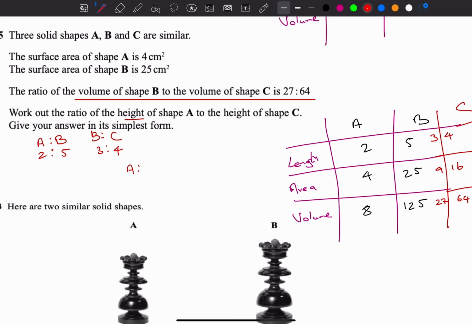Let's say I want to do A, B, C. Common letter is B. Times it by 5. Common letter is B. Times it by 3. 6 is to 15. 15 is to 20. So A is 6, B is 15, C is 20. They want the ratio of A to C only. A is to C: 6 is to 20, in its simplest form. Okay, you have to simplify it as much as possible, which is 3 is to 10.